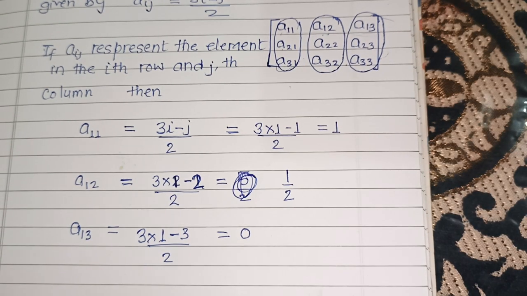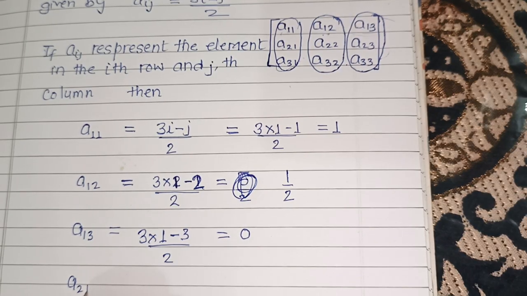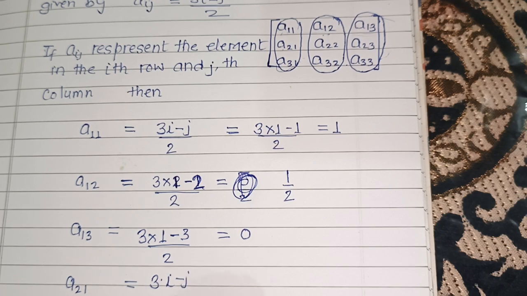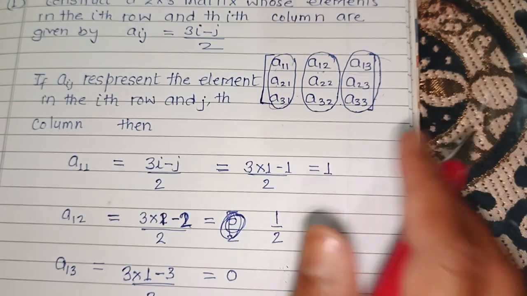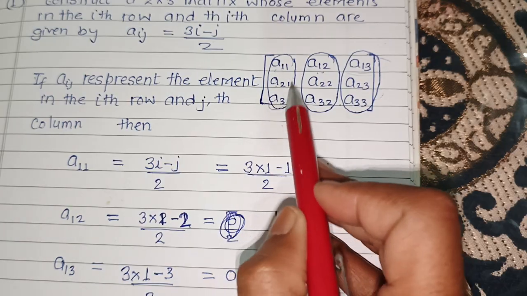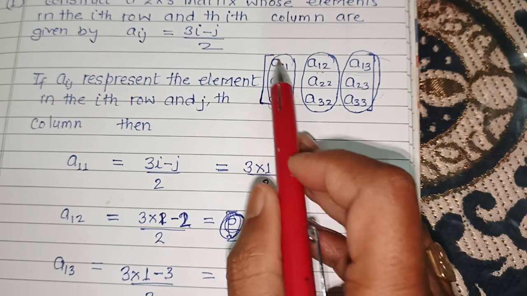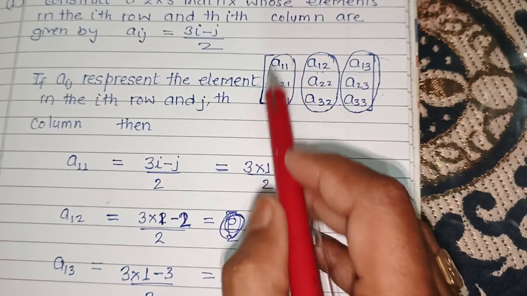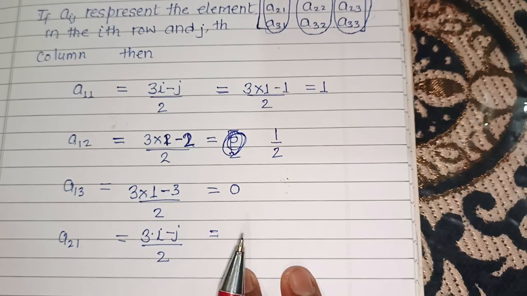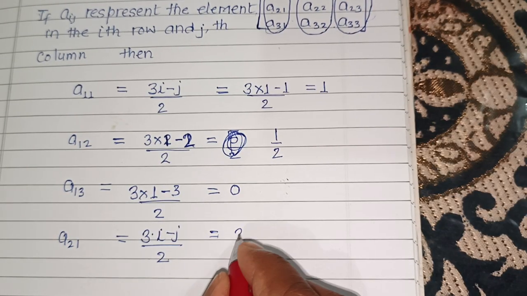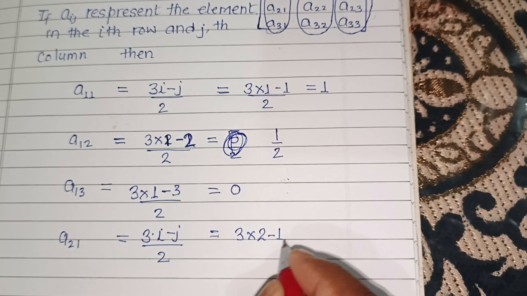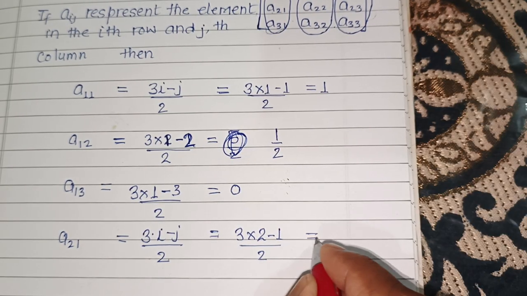Okay, now we will find A21. So 3i minus j by 2. अब here देखिए, you can see here is a second row and column is 1. ठीक है, column is 1 and row is second. So we put 3 into 2 minus 1 over 2. So that is 5/2.